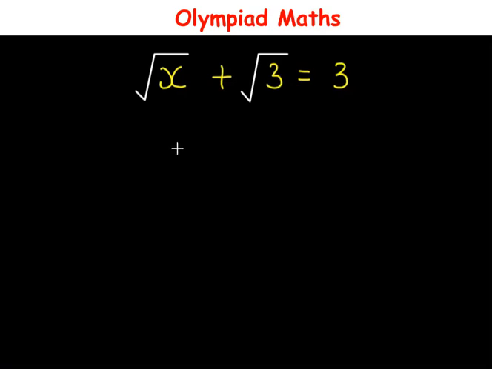Hello everyone, in this video let us solve this question together. So we have root x plus root 3 is equal to 3, and here we are to solve for the value of x. So x is the unknown we are to solve for. To do this, solution.